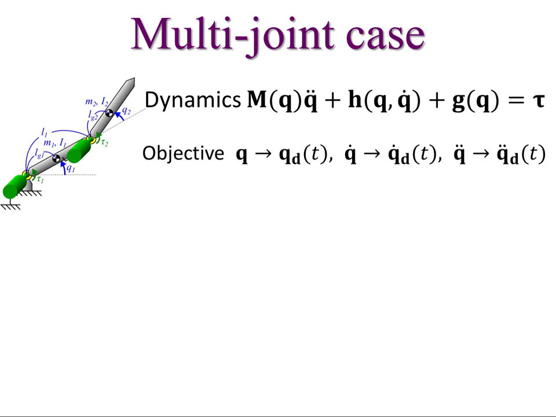The control objective in CP control of the multi-joint robot is to let the joint angle vector of the robot Q follow the desired joint angle vector QD that depends on time. Then, the objective is also to follow the joint angular velocity vector and the joint angular acceleration vector to the target joint angular velocity vector and angular acceleration vector.